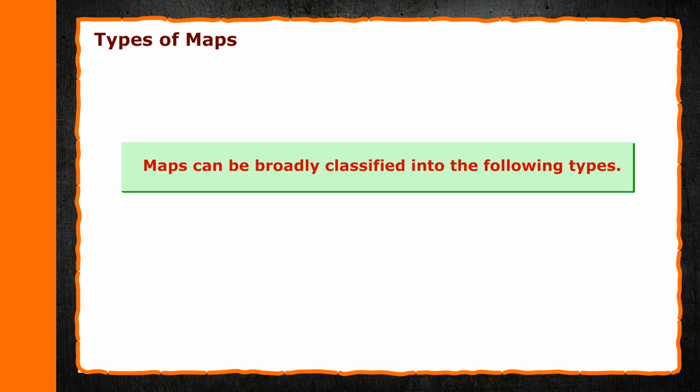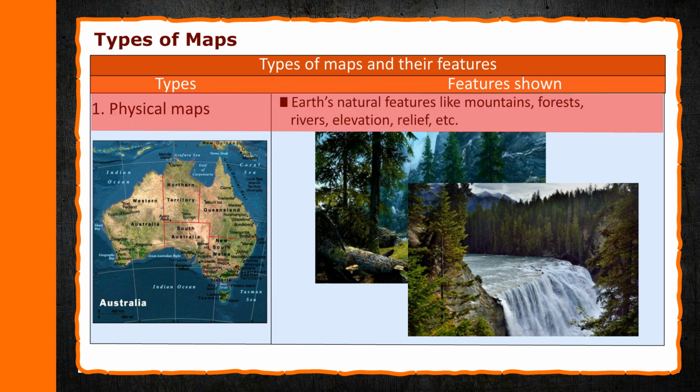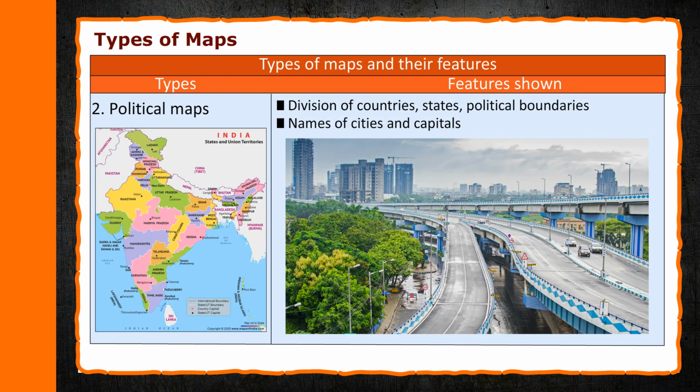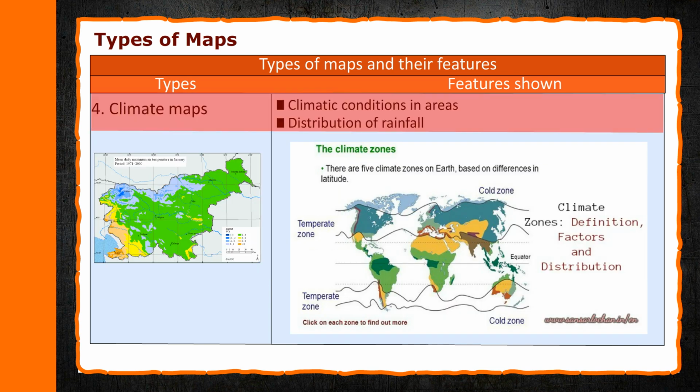Types of maps. Maps can be broadly classified into the following types. Types of maps and their features. Physical maps: Earth's natural features like mountains, forests, rivers, elevation, relief, etc. Political maps: Division of countries, states, political boundaries, names of cities and capitals. Resource maps: Natural resources found in a region, specific economic activities of different regions. Climate maps: Climatic conditions in areas, distribution of rainfall.